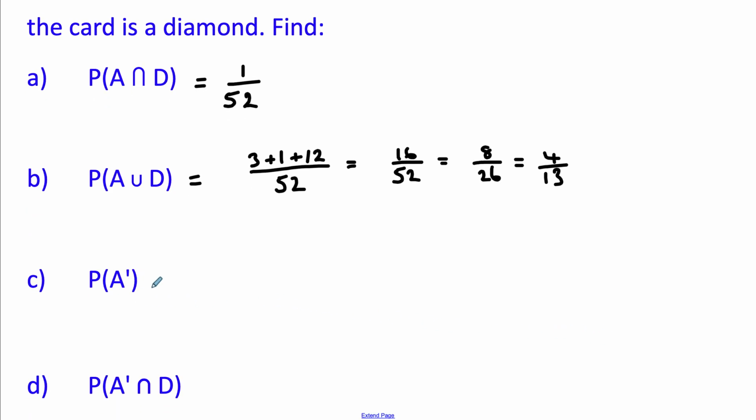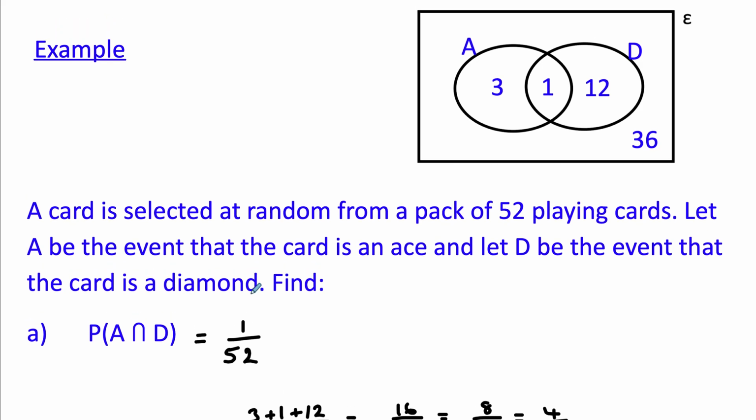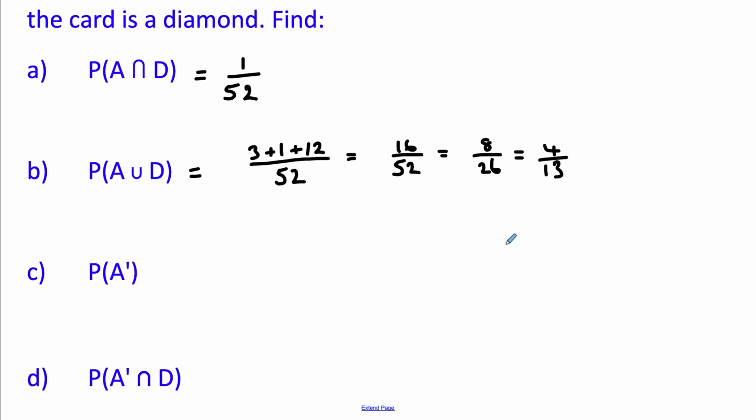Just a bit of a check that you understand the notation again. This wants the probability that the card is not an ace. Again, if you think about playing cards, hopefully you know how many cards there are that are aces, and therefore how many cards aren't aces. But if we want the cards that aren't an ace, I'm going to want the diamonds that's not the ace of diamonds, so just the 12 and the 36 that are not aces or diamonds. So that's going to be 48 out of 52. And again, we can cancel that down as well. That will cancel to 12/13.